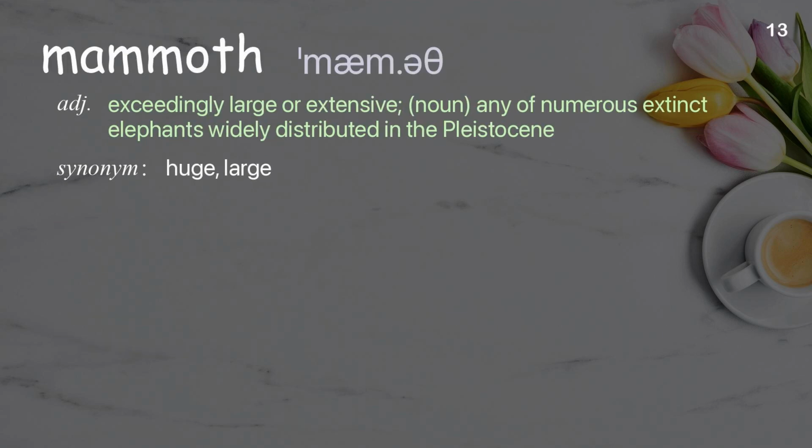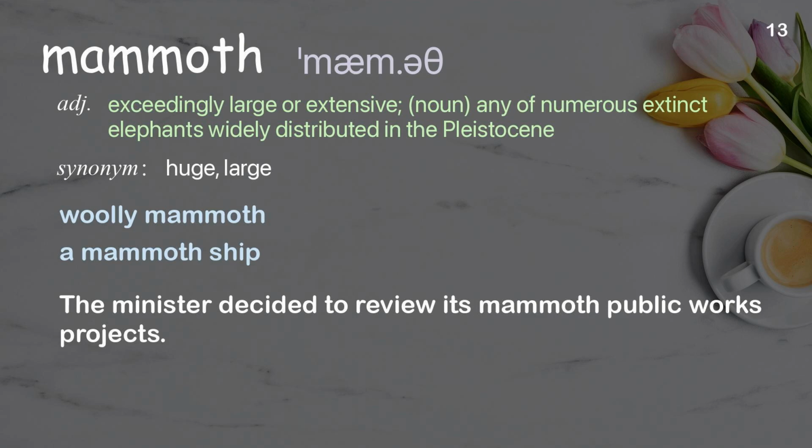Mammoth. Exceedingly large or extensive. Noun: any of numerous extinct elephants widely distributed in the Pleistocene. Examples: Woolly mammoth. A mammoth ship. The minister decided to review its mammoth public works projects.